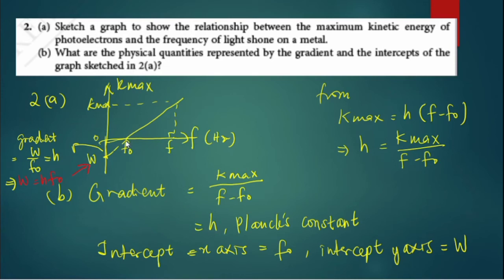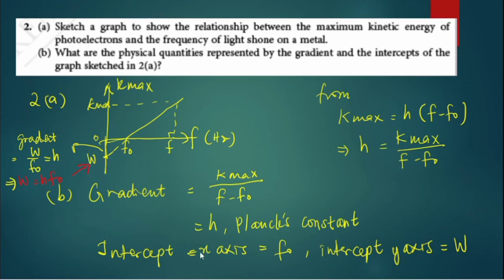The intercept at the f-axis is known as the threshold frequency, and if we extend the line to intercept at the K max axis, what we get here is the value of the work function. Because if we calculate the gradient of the graph for this part, we get W divided by f0 equals h, since the gradient here is also the Planck constant. So we get back the formula for work function, W equals h f0. Thus, the intercept at the K max axis is actually the work function.